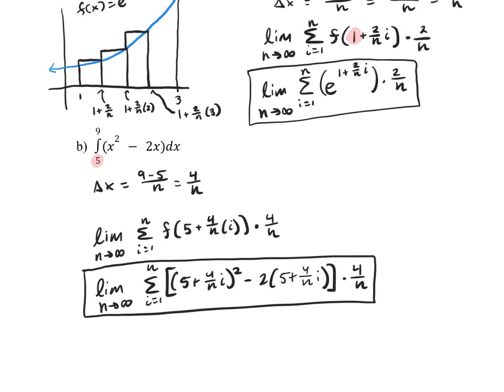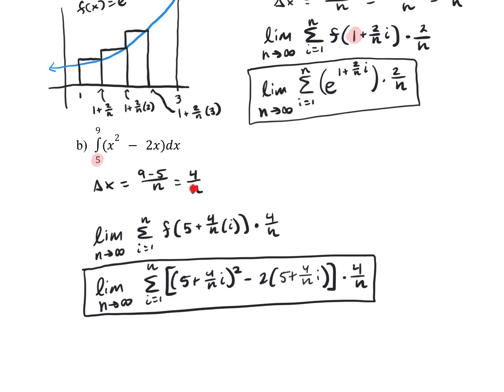So remember, with these, start by finding delta x, and then you're simply just adding that width to a multiple of that width from your starting point, which is your lower boundary here. So that 5 becomes this 5, and then you just plug in your expression into your function to expand it out.